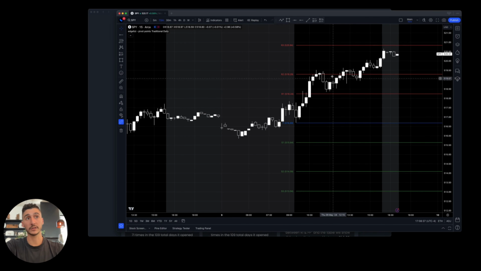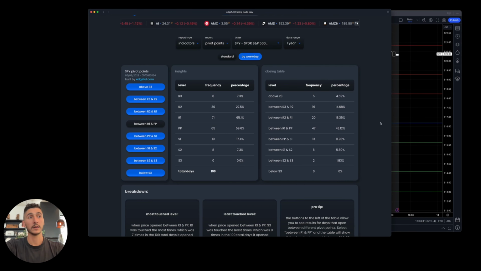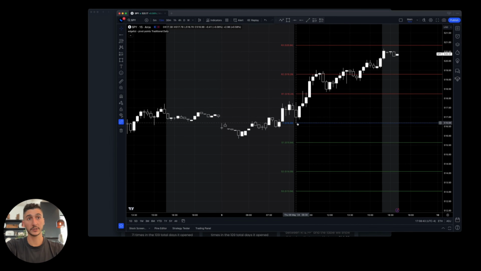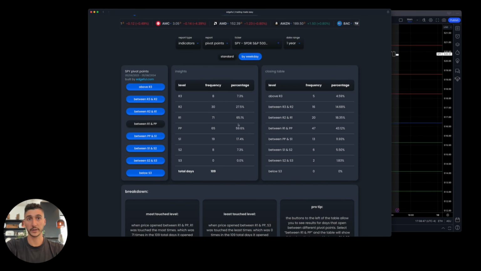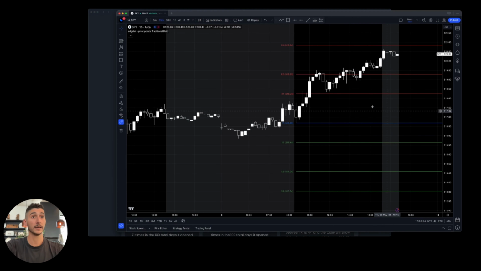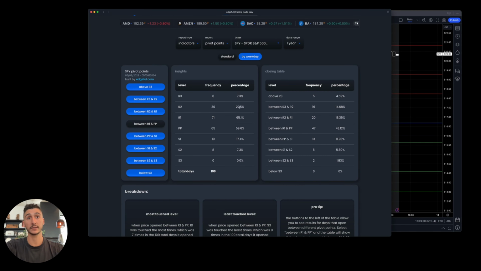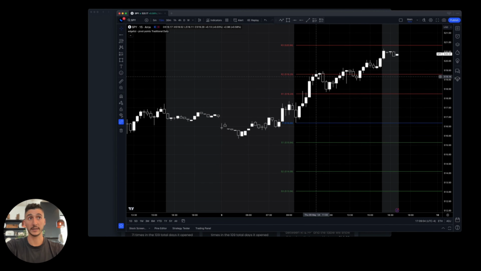So how often does it touch each of these levels? You can see that in this case, we actually did touch, or we might have just barely touched this pivot point. And the pivot point gets touched 59% of the time. R1 will get touched 65% of the time, which is the highest of any point. In this case, it did. So you can get long targeting this area. Now R2 gets touched 27% of the time, so a little bit less, which it did get touched.